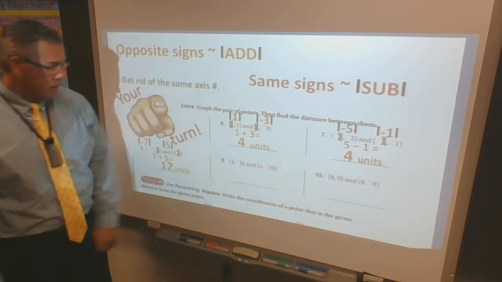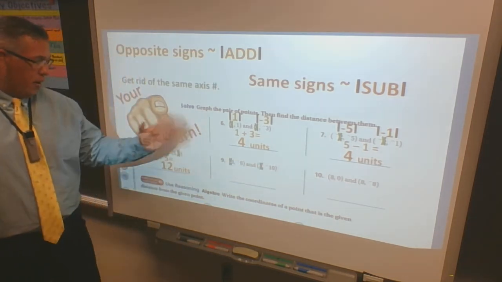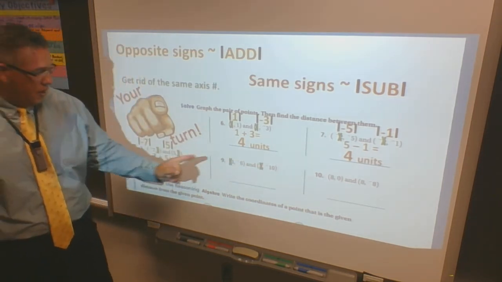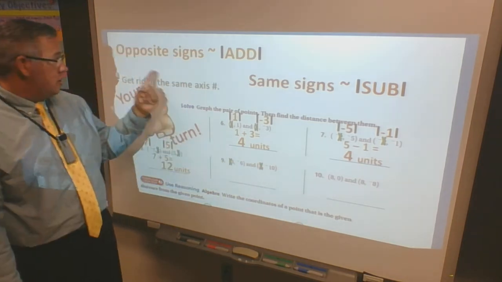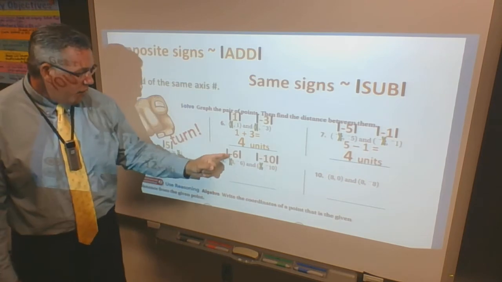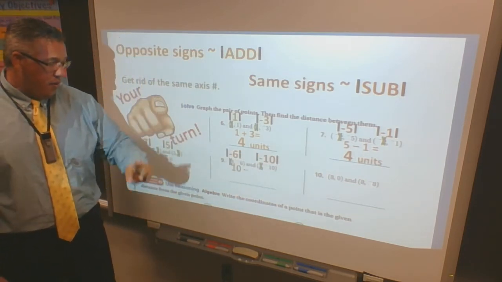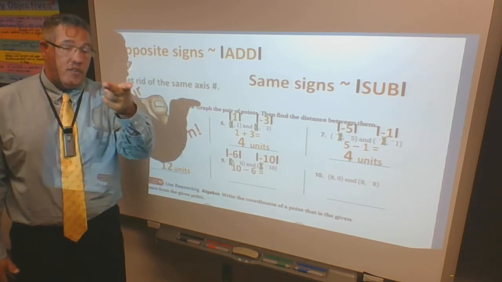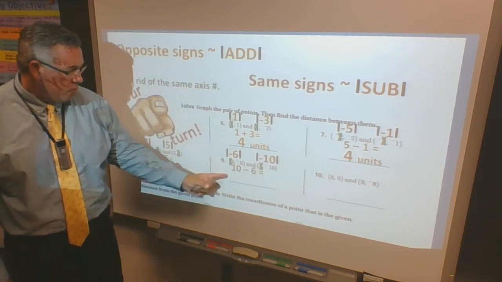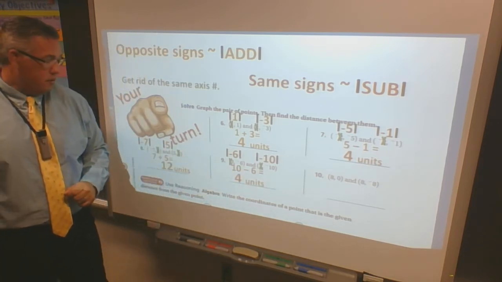I go to 9. What's the same? Well, my x's are the same on this one, so I'm going to get rid of those. And then you should have said, well, I'm going to find my absolute values, and you should have said, oh, those are the same, so I know I'm going to subtract them. So I know I'm going to find the absolute value of -6, the absolute value of -10, and then you switch the order of them because you have to come up with a positive distance between your points. And 10 minus 6 gave you 4 units.